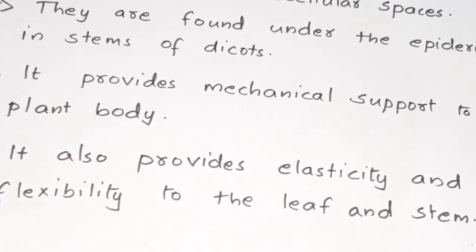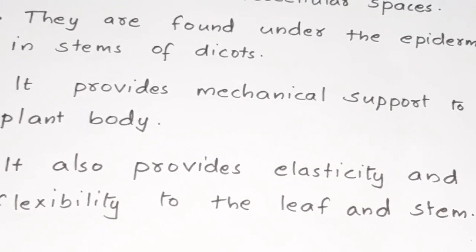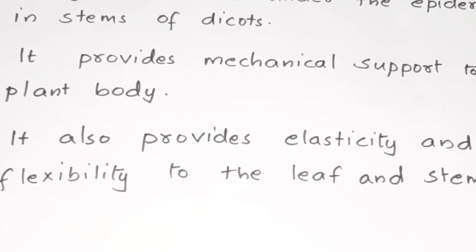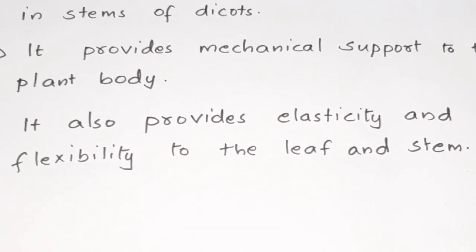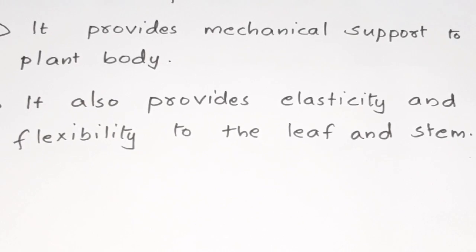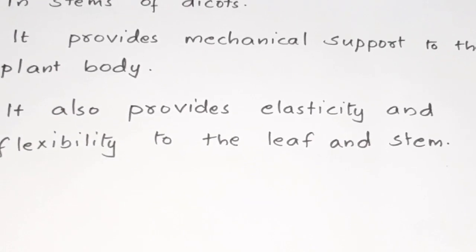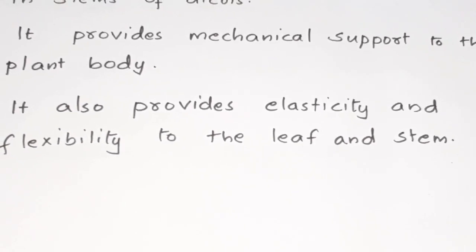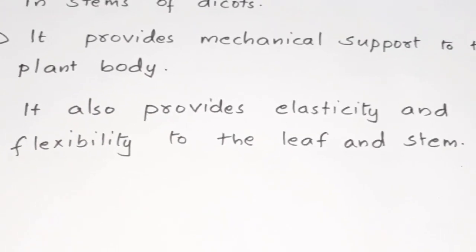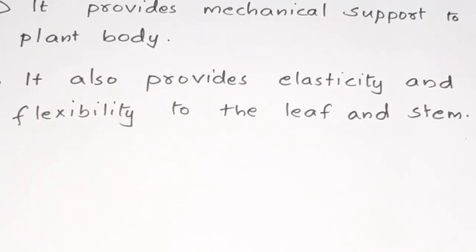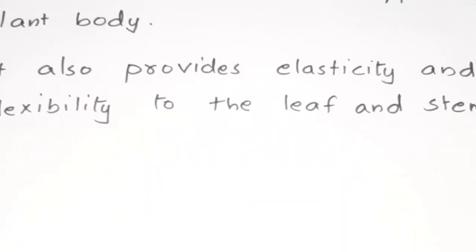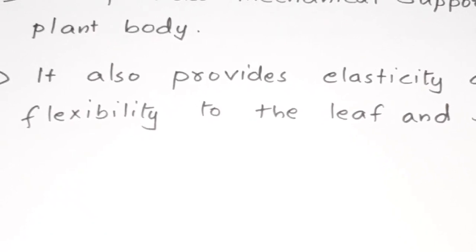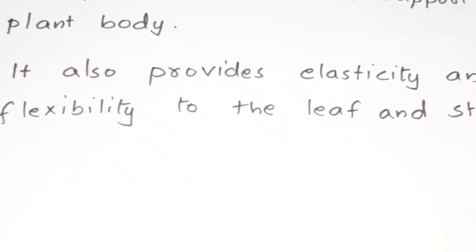It also provides elasticity and flexibility to the leaf and stem. You might have seen the branches and plant body. The big trees are waving in the wind, and they will bend, but they will not break. So this is flexibility, and after that, when the wind moves, that tree will come back to the previous position. This movement is done by this type of ground tissue. It is called collenchyma.